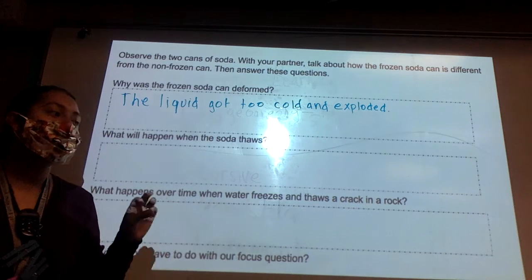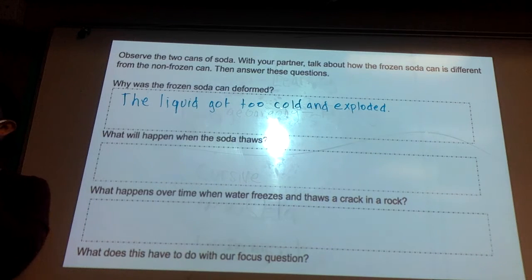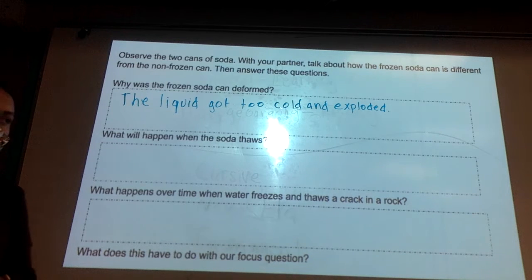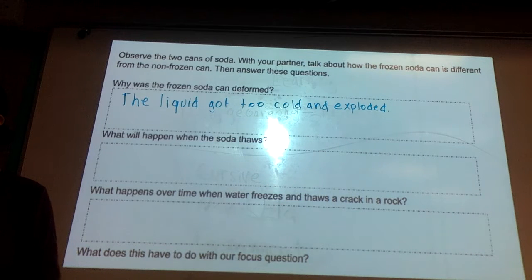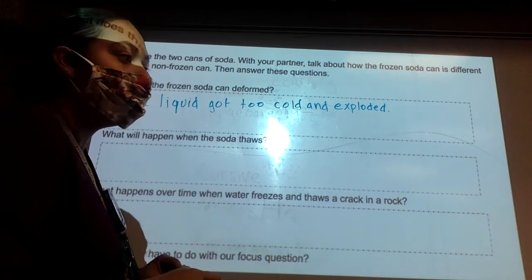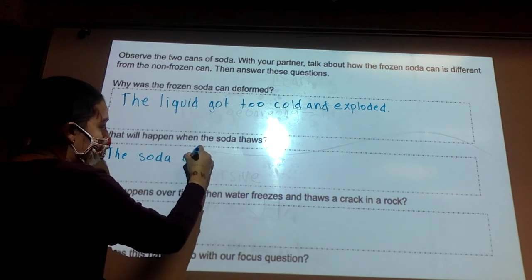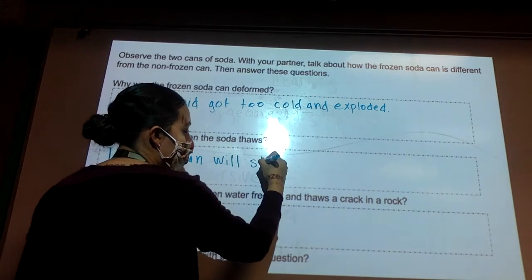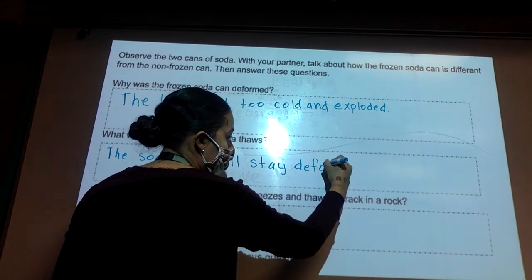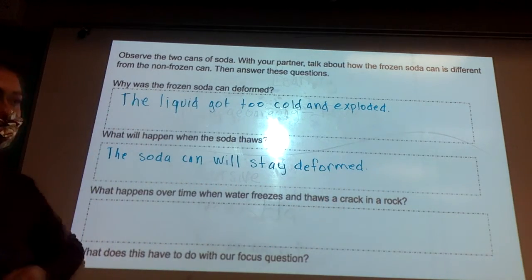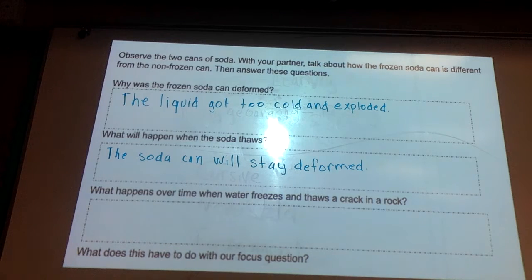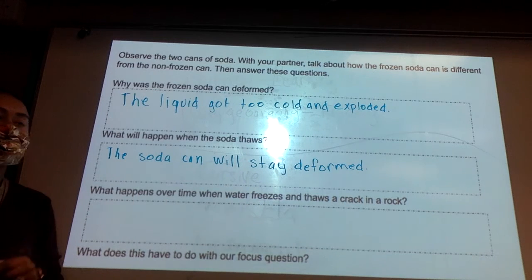Okay, so what will happen to the soda can? What's going to happen to the frozen soda can when the liquid thaws out? Will the soda can go back to its regular shape when it's not frozen? But is the soda can going to go back, or is it going to stay deformed? Good, Thomas. Thank you. What will happen when the soda thaws? The soda can will stay deformed. Thank you, Emma. Typing. The soda can will stay deformed.